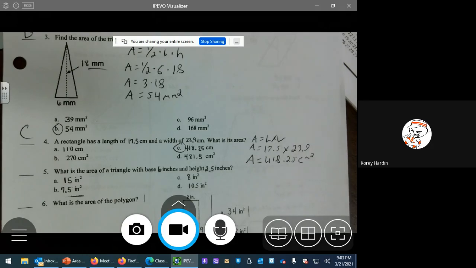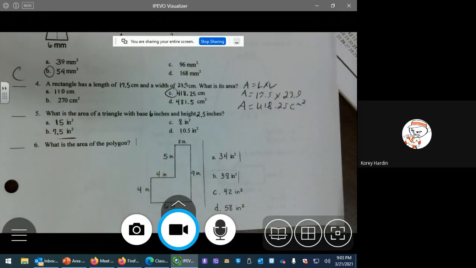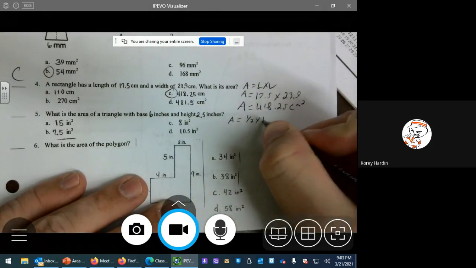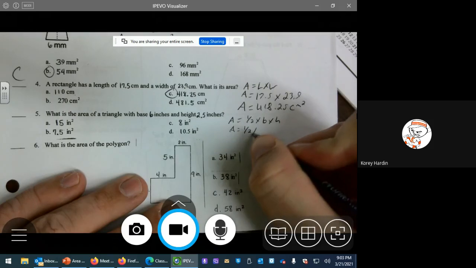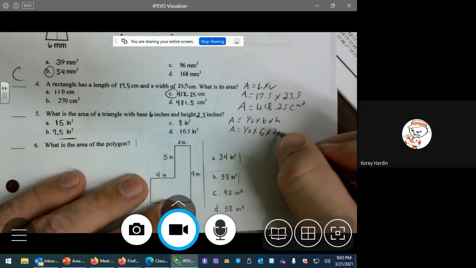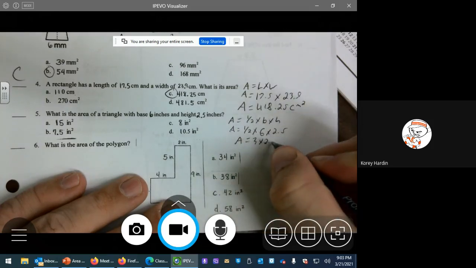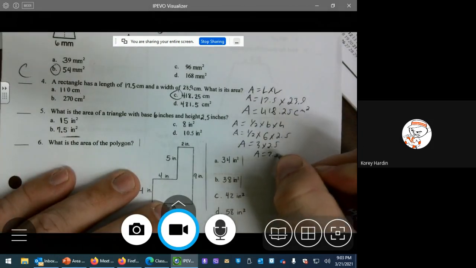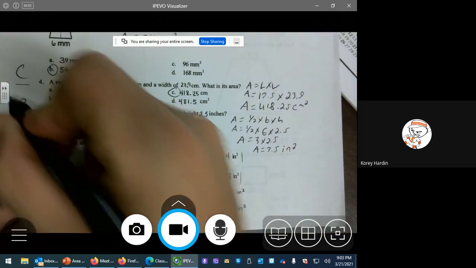All right. Now let's move on to number 5. What is the area of a triangle which base is 6 inches and height is 2.5? So remember, our area for a triangle is area equals 1/2 times base times height. So 1/2 times 6 times 2.5. So what I have there is half of 6. Area equals 3 times 2.5. And that should be 7.5. That's going to be inches squared. So that's going to be B.